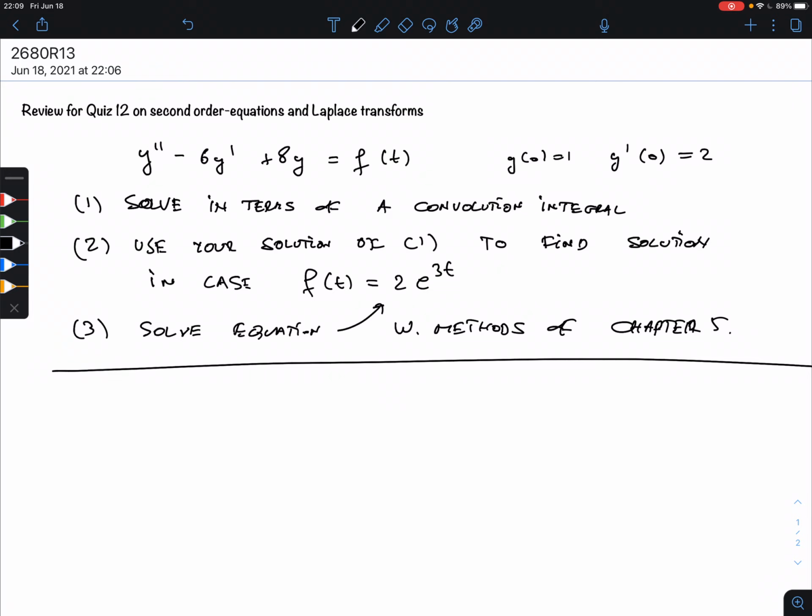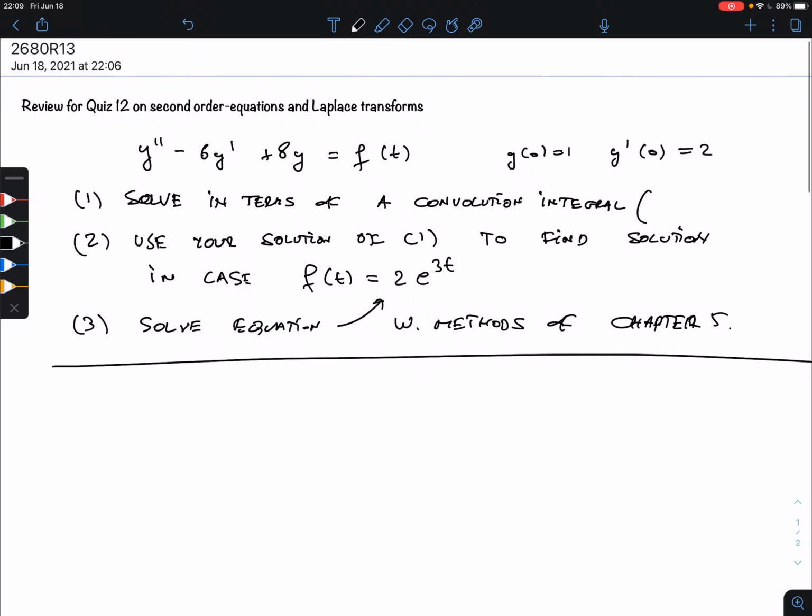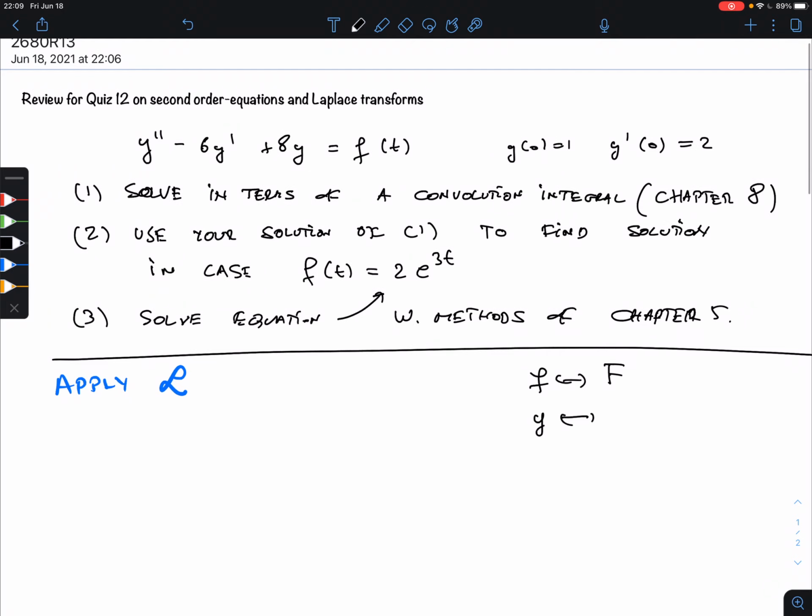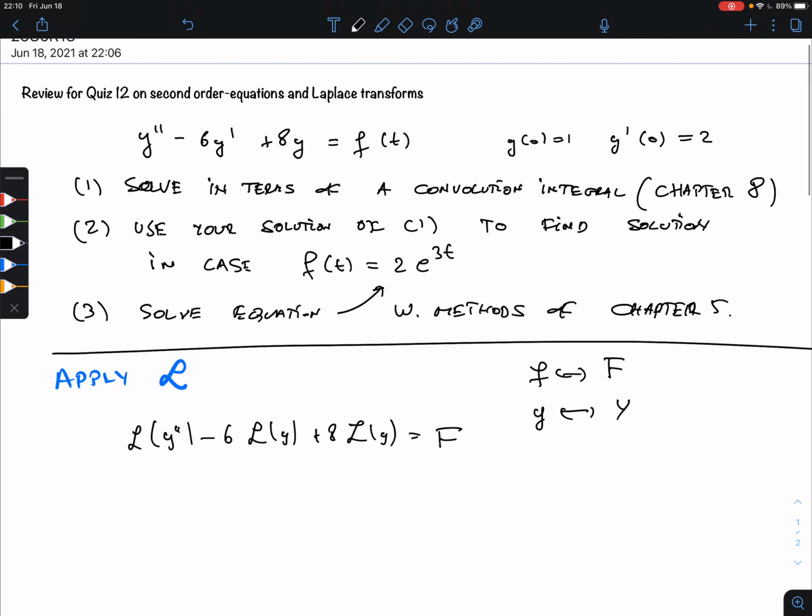It's clear there we have to use the Laplace transform. So this is from chapter 8. Perhaps I should also say this is using the techniques of chapter 8. So what does that mean? That means that in this equation, we're going to apply the Laplace transform. The standard thing is to say the Laplace transform of little f is capital F and of little y is capital Y. If we apply this, we get L of y double prime minus 6 times L of y prime plus 8 L of y equals the Laplace of little f, which is capital F.